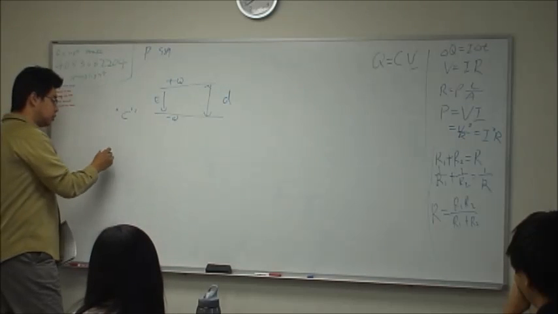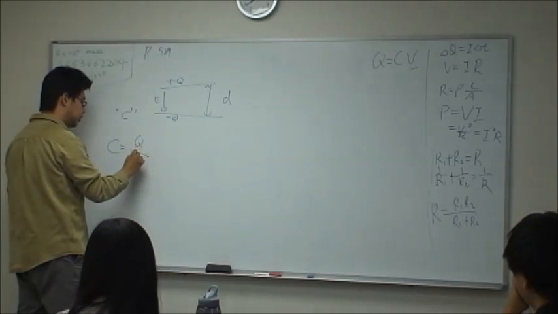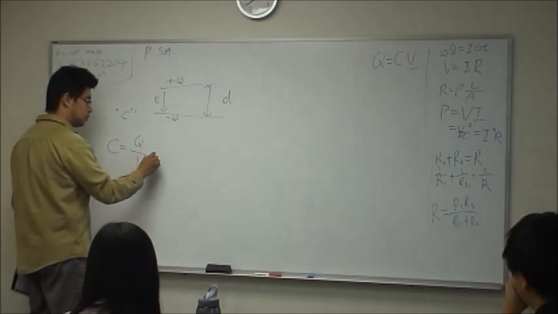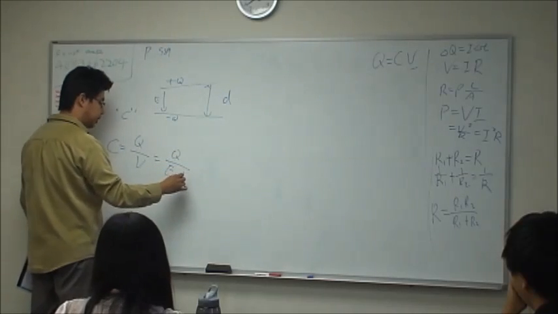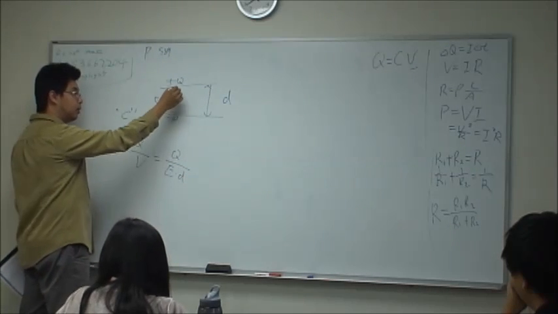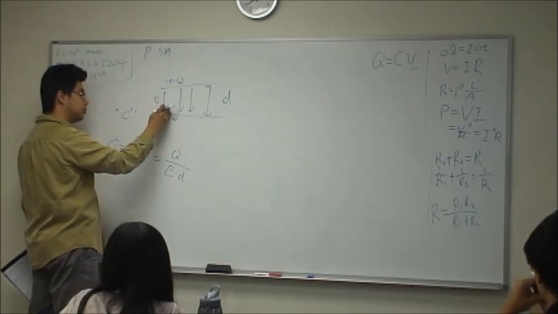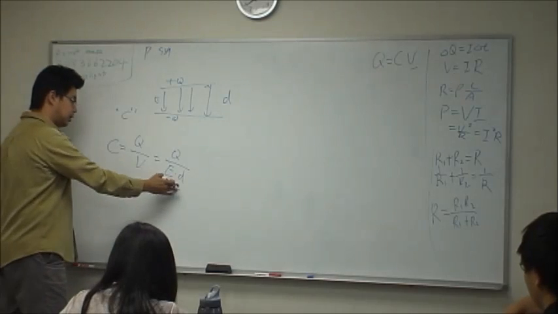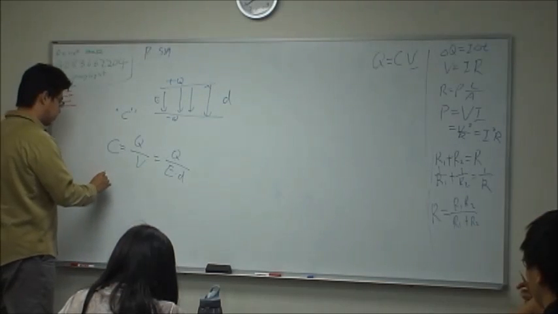So in order to calculate the capacitor definition, C is Q over V, right? What's the voltage? It's E times D, right? E is the E field, and we know E is uniformly distributed inside. So from top to bottom it is always E times the distance D. So E times D is the voltage. Make sense?